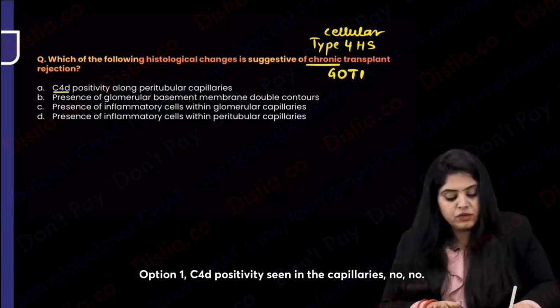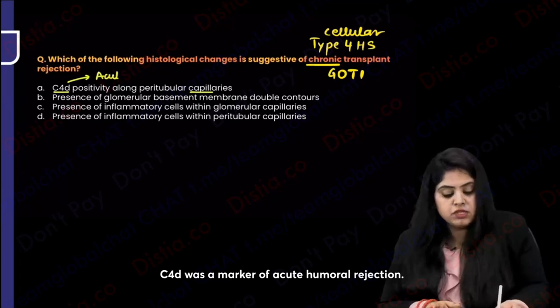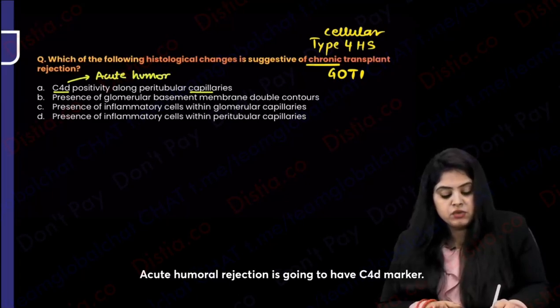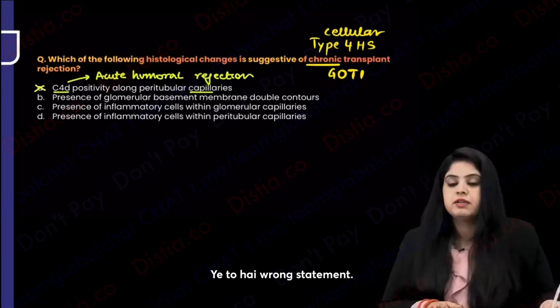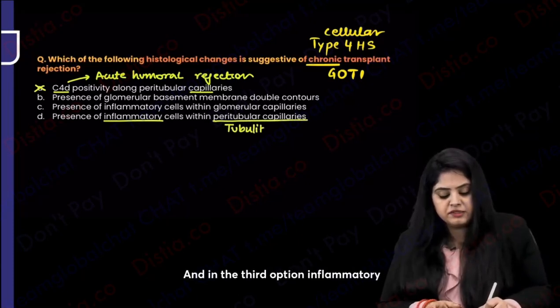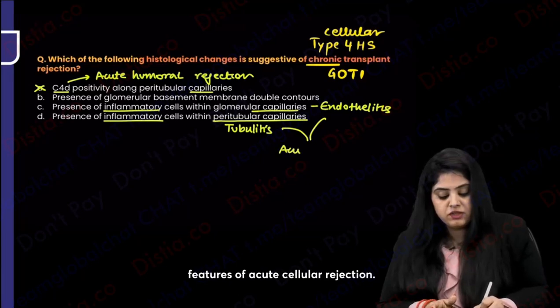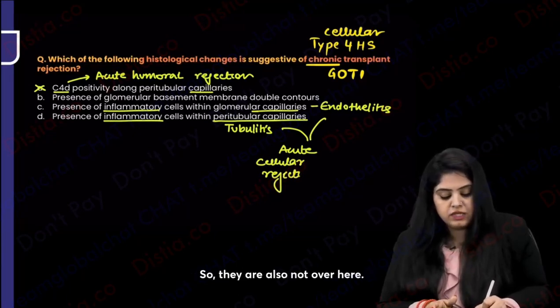Option 1. C4D positivity is seen in the capillaries? No. C4D was a marker of acute humoral rejection. Acute humoral rejection is going to have the C4D marker. So this is a wrong statement. Look at the last one. Inflammatory cells around peritubular capillaries, basically they're talking about tubulitis. And in the third option, inflammatory cells in the glomerular capillaries, they are talking about endothelitis. Endothelitis and tubulitis were features of acute cellular rejection. So they are also not over here.